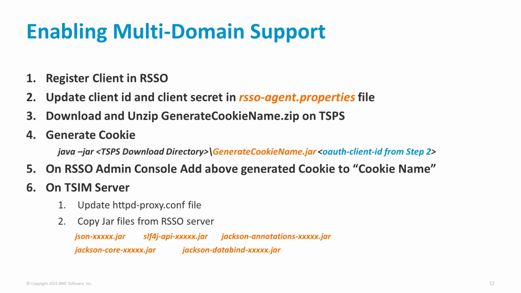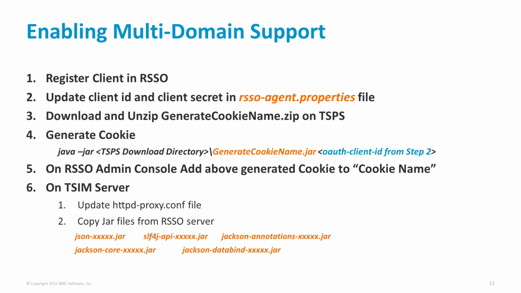Once client ID and secret are updated, you can download the generate cookie.zip file from the TrueSight presentation documentation. Then you can run the command as shown in step number 4, depending upon the client ID you received as per step number 1. Once this command is executed, you will get a custom cookie generated. That cookie you need to update in the RSSO admin console.